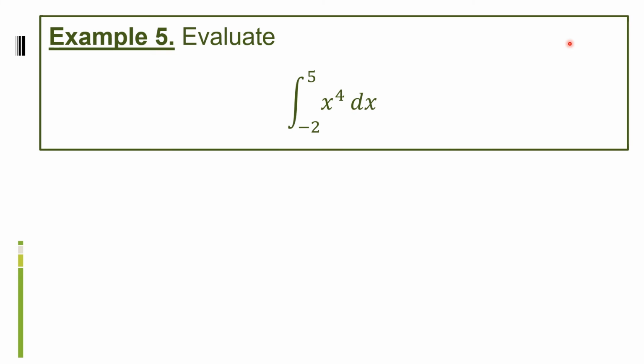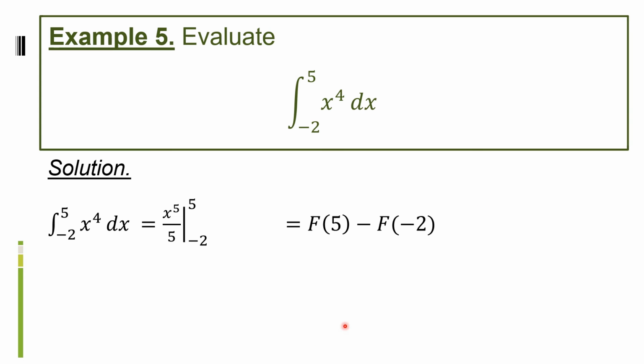Now, using FTC2, let's evaluate the definite integral from negative 2 to 5 of x raised to 4 dx. So for our solution, syempre, kunin muna natin yung antiderivative ng x raised to 4, which is x raised to 5 over 5. Diba? By our power rule, magpa-plus 1 lang tayo dito and then divided by kung whatever man yung result doon.